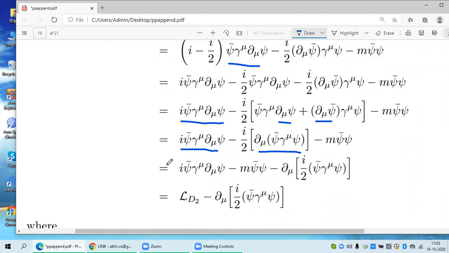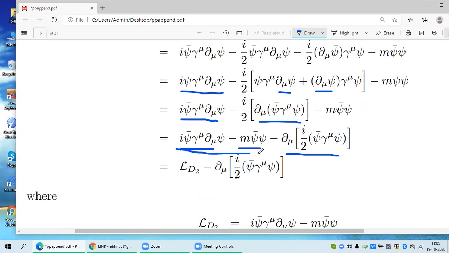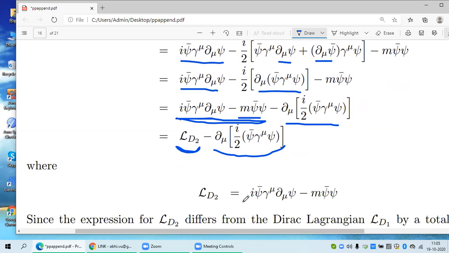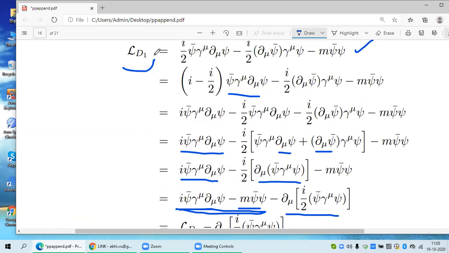Therefore, you can rearrange them and write the first term, the third term next, and this derivative term. So I can write this whole expression by the symbol LD2, where LD2 is just this. Now, I showed that this serves the purpose of the Dirac Lagrangian. It gives you the Dirac equation when put in the equations of motion.